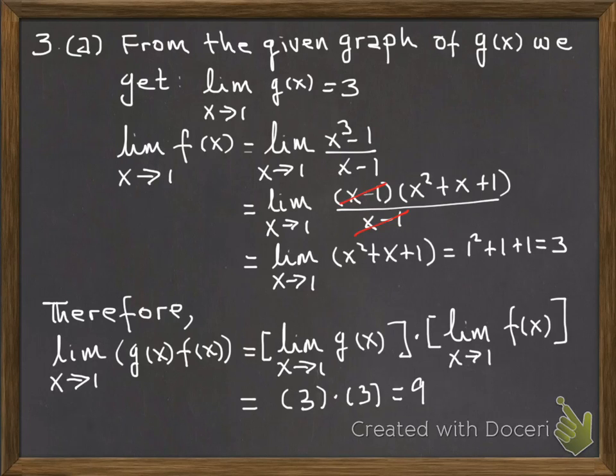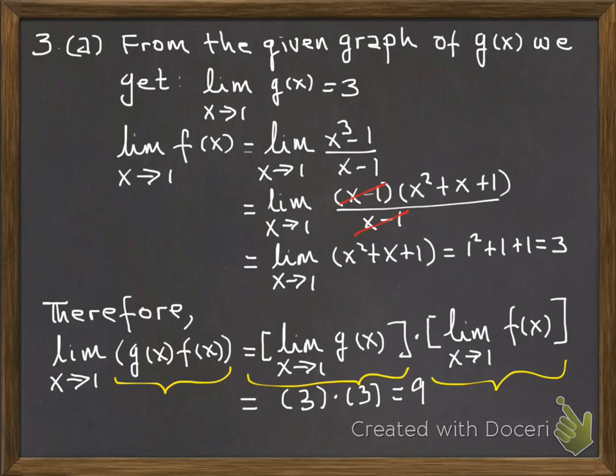And number 3, we are given one function g of x as a graph, and the other one as an algebraic expression. So the problem is finding the limit of the product. To find the limit of the product, we cannot plug in 1 in place of x because of division by 0. And also, since g at 1 is 4, we cannot simply plug in x into this product.